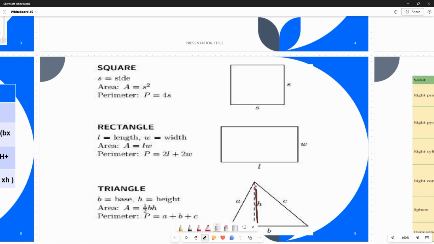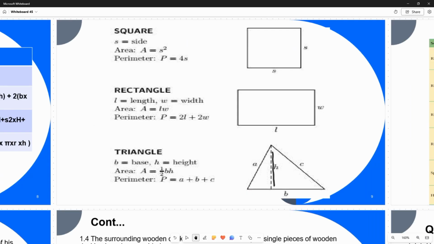We only use them to calculate perimeter. So if we're calculating the perimeter here, we would say A plus B plus C, which is side 1 plus side B plus side 2 plus side 3. But when we're calculating the area for the triangle, we no longer use A and C there because they are sloping sides. We don't use them for area. We use the perpendicular height there, multiplied by half of the base. This is the formulas we use.